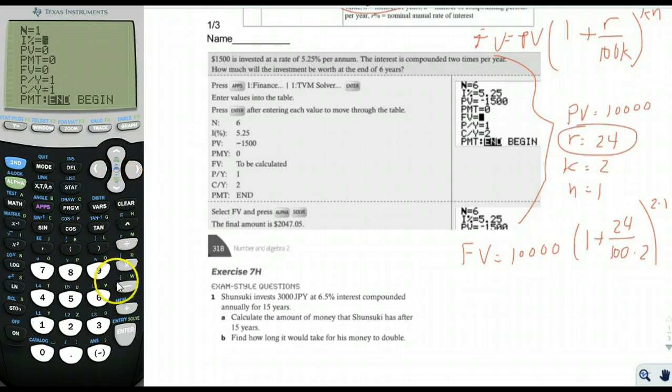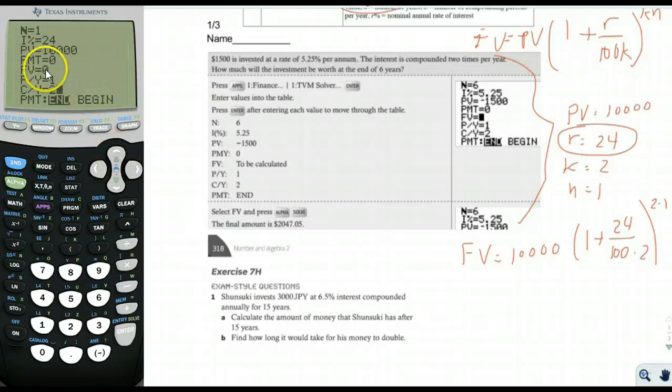I is actually the same thing as R. So we're going to put 24. PV, remember, is 10,000. PMT, we don't use in this class. FV is the future value. We don't know it yet. Payments per year, we also don't use in this class. Okay, compounding period, or compounding per year, that would be the same as K. So in the first case, we're going to use K equals 2, so we'll put 2.